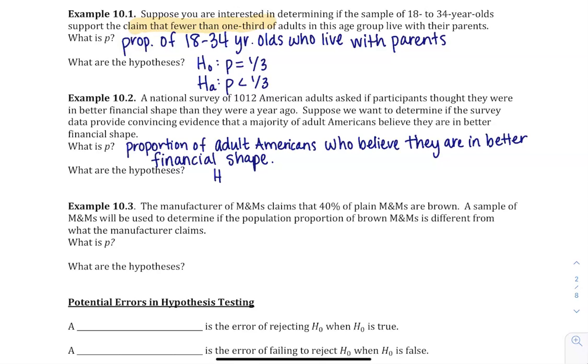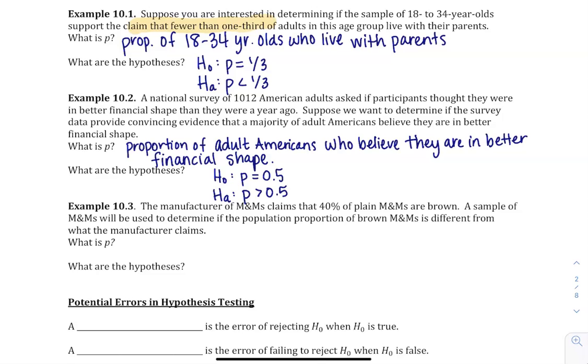So what does it mean for something to be a majority? Well, that's simply more than half. So we're going to first start by assuming that it's just half, 0.5, and then our alternative is that we think it's a majority, so we think it's greater than 0.5. For a lot of students, the hardest part is just getting these hypotheses translated from the English words in the examples.